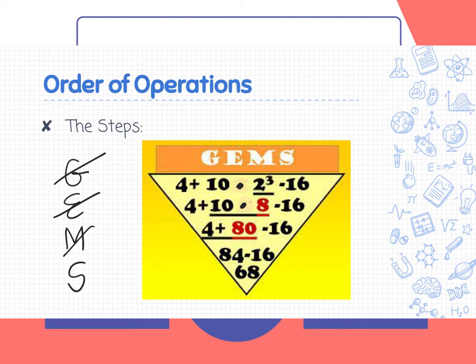And all we have left is subtraction and addition. So we are looking good there. And we go left to right. So 4 plus 80 is 84. Bring down the minus 16 that we haven't used yet, and then simplify that last form, 84 minus 16.